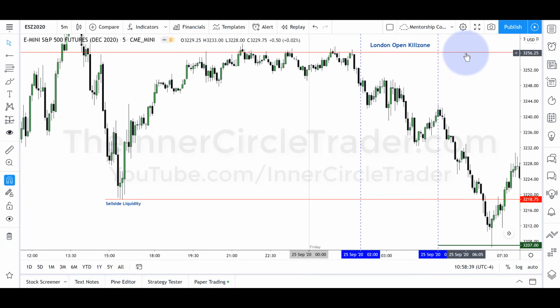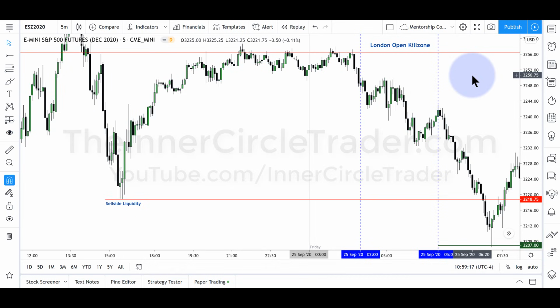aspects of time, because price by itself doesn't mean anything. It's not price and time, it's time and price. That's how the algorithm operates. It may sound like arguing semantics, but it's absolutely crucial that you understand that time is the first factor in how price is delivered.